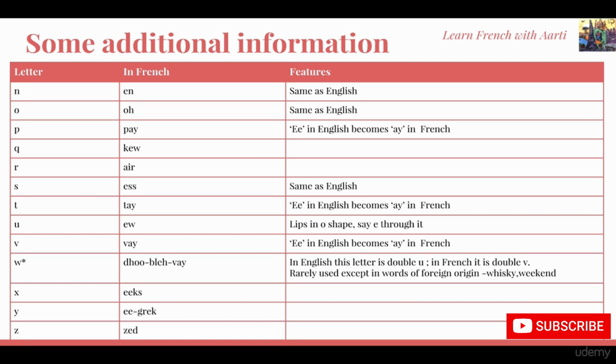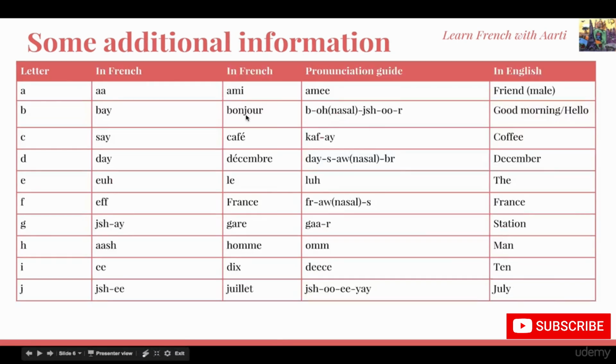Now, let's see some words with these sounds. A, ami. B, bonjour. C, café. D, décembre. E, le. F, France. G, gare.